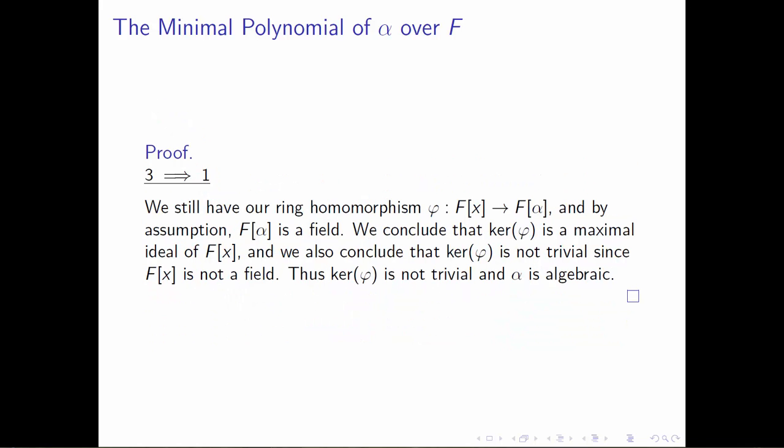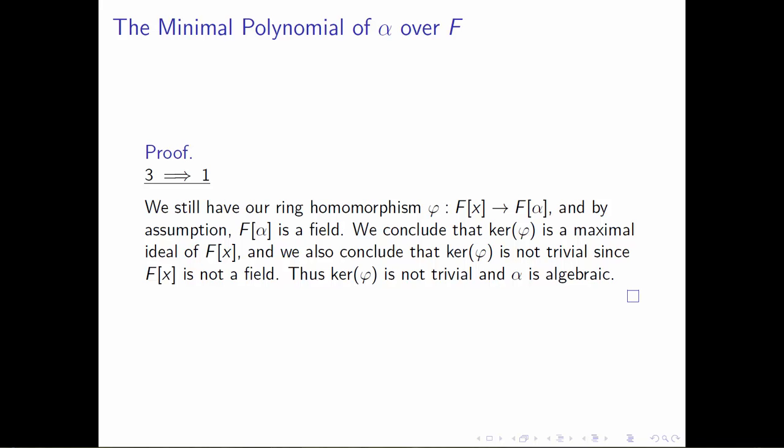Last but not least, we need to do 3 implies 1. And 3 implies 1 gets to be the shortest proof of all, because we're going to use some of the ideas from 2 implies 3 in order to do this. So it's still the case that we have a ring homomorphism phi from F adjoined x to F adjoined alpha. And by assumption in 3 implies 1, we assume that F adjoined alpha is a field.